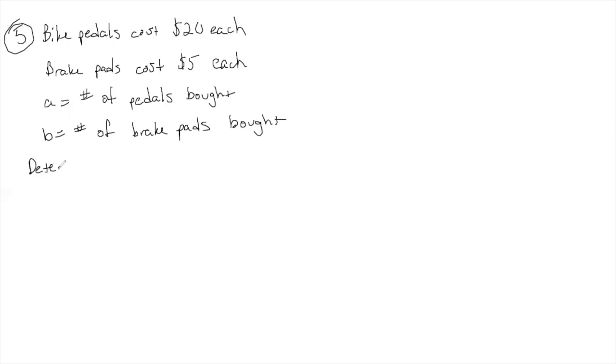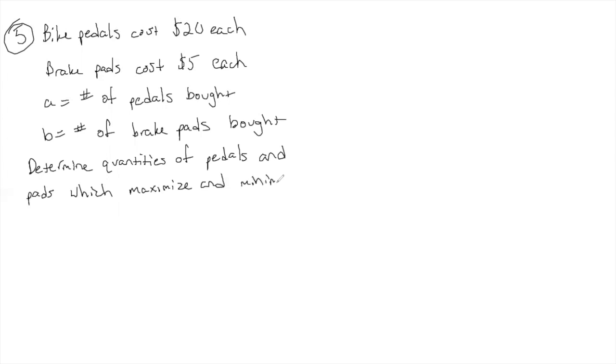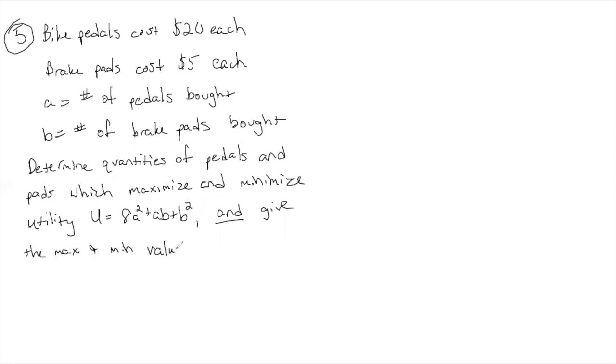And we want to determine the quantities of pedals and pads which maximize and minimize the utility function U equals 8a squared plus ab plus b squared. And give max and min values of utility. Okay, so there's a few things we have to do here.